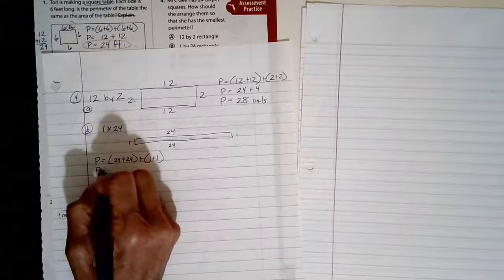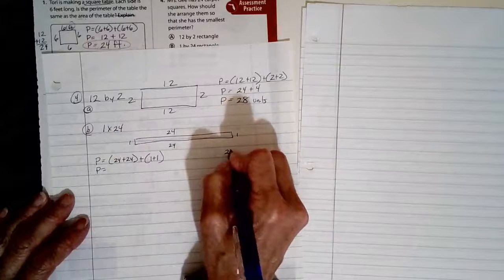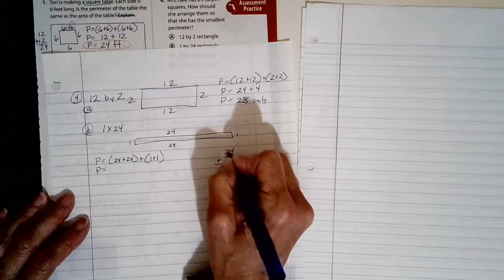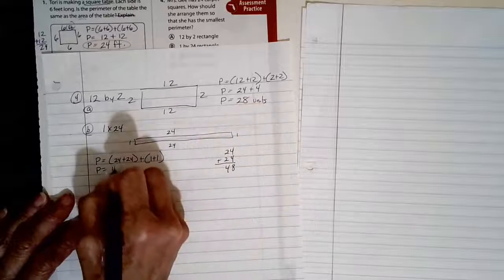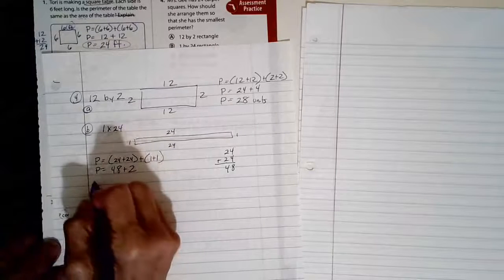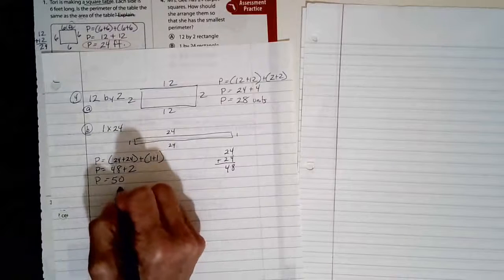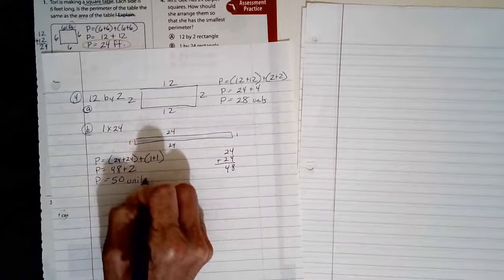Now that means that our perimeter equals, let's add 24 plus 24. 4 plus 4 is 8. 2 plus 2 is 4. So it's 48 plus 2. Now, boys and girls, what is 48 plus 2? It's 50. So our perimeter would be 50 units.